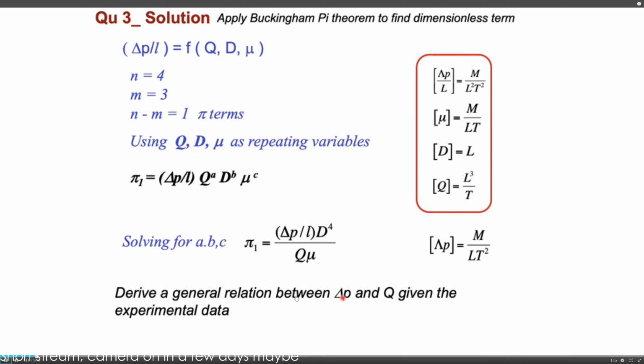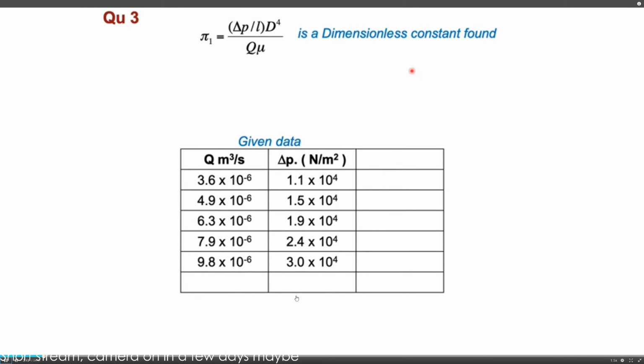Now, the second part of it is actually the application. To derive a general relationship, how are you going to do this with the given experimental data? Now, you take note, this term is dimensionless. It's a unit with no dimension to it. So this is dimensionless. It's a constant, the constant that we found. It's a given experimental data.